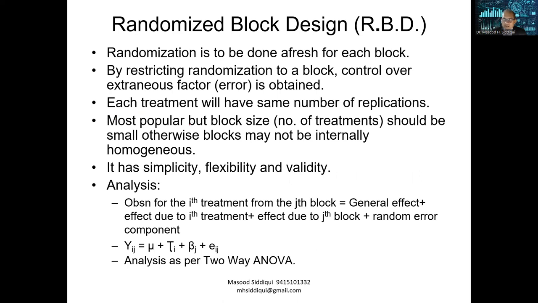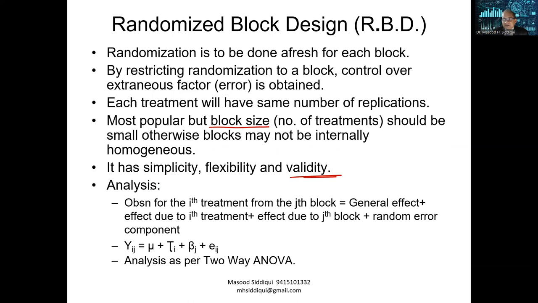This is the most popular research design, but for the block size, we take the number of units equal to the number of treatments. It should be small, right? Because there is a condition that blocks should be homogeneous. But if we have bigger blocks, then blocks may not be internally homogeneous. So this is the condition. It has simplicity, flexibility, and validity also. So this is a randomized block design.